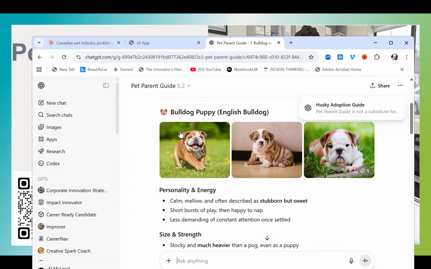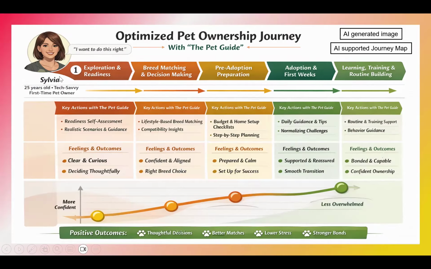So now if you look at the introduction of the assessment guide and the chatbot, etc., we get this optimized pet ownership journey for Sylvia, who this is right up her alley as a tech-savvy first-time new pet owner. And here you go, you get the same stages again. You see key interactions: readiness self-assessment, realistic scenarios and guidance, lifestyle-based breed matching versus Facebook-based breed matching, compelling insights, budget and home setup checklists, etc. And as you can see, your confidence is building throughout the journey to the point where you're really less overwhelmed and much less likely to surrender a pet to a shelter.